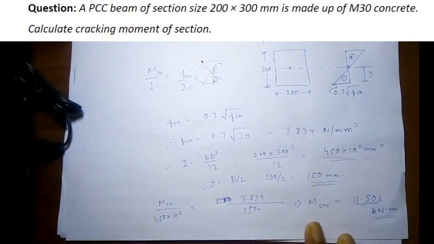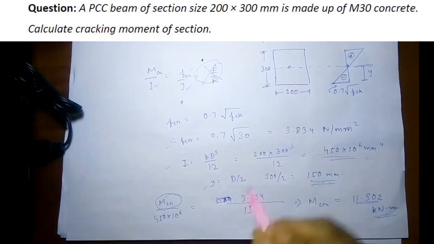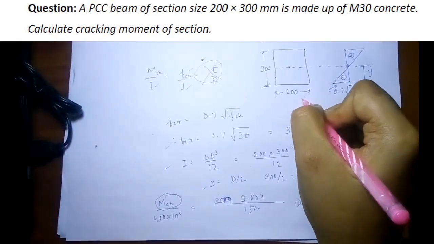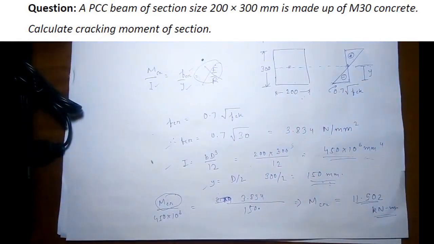So it was a very simple problem which shows us the application of the flexure formula to find the cracking moment of a beam, provided we are given the strength and the dimensions of the cross section.